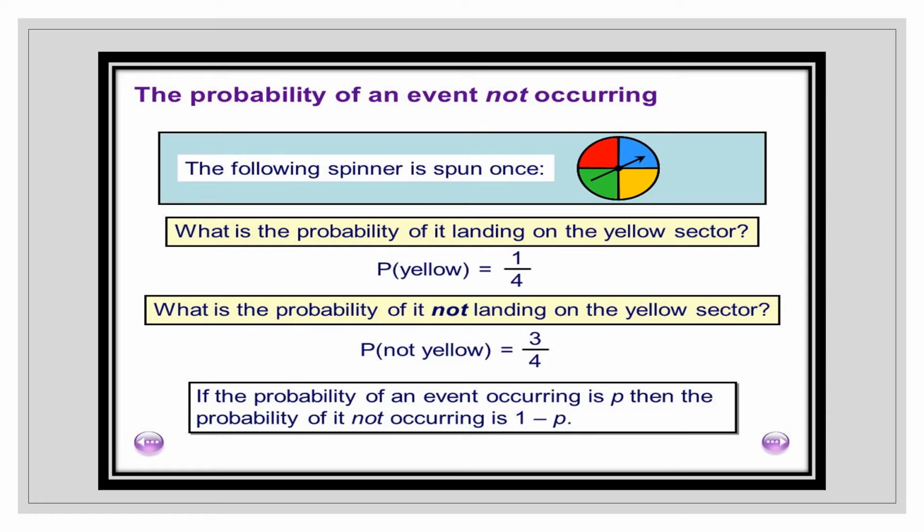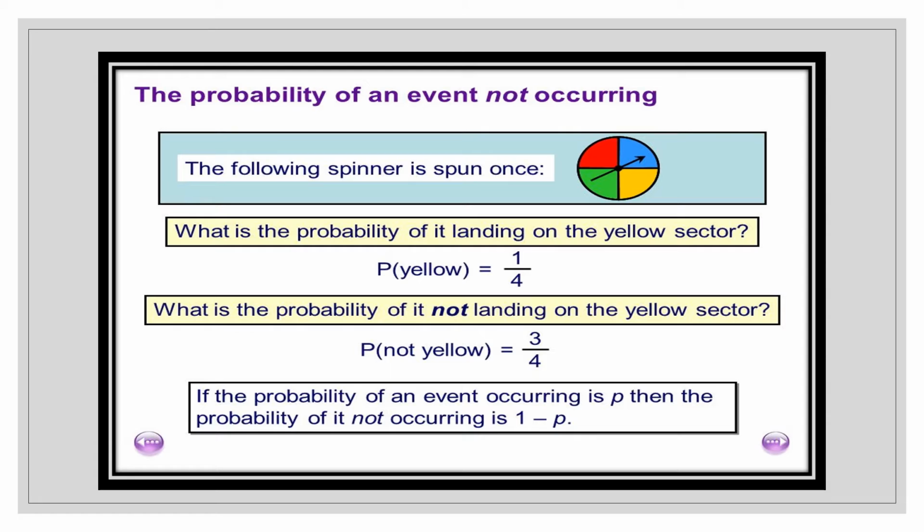As you can see on the spinner, there is only one part which is yellow out of 4 parts. Therefore, the probability of yellow is equal to 1 over 4, because out of 4 parts, there is only one yellow part. This probability talks about the event did happen or will happen.